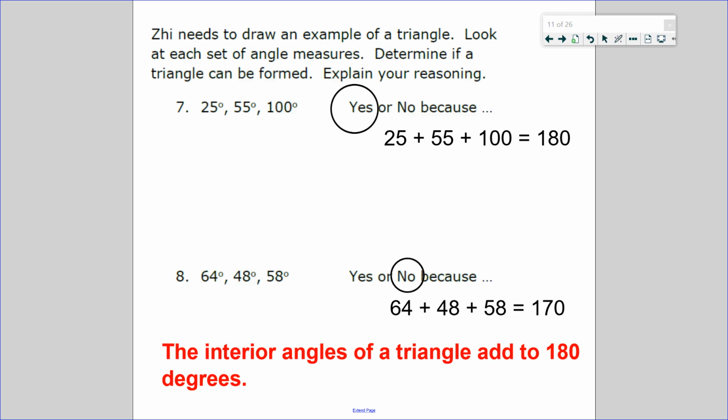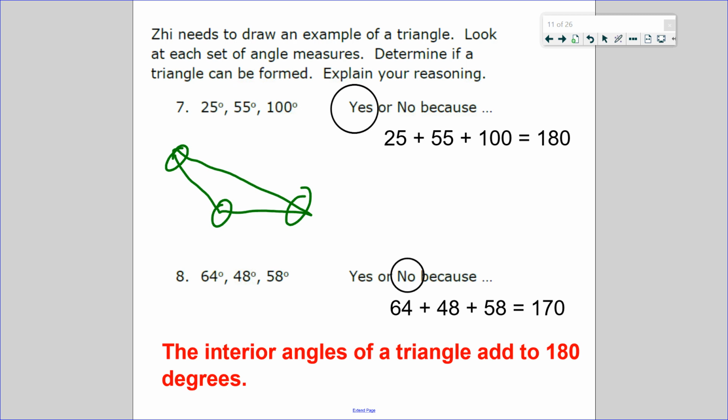That's why you had to flip it around. Number 7, see if we can draw an example of a triangle. Look at each set of angle measures. Determine if a triangle can be formed. All right, first of all, if you add up the 3 angles of a triangle, for example, if you add up this number, this number, this number, what will it add up to?